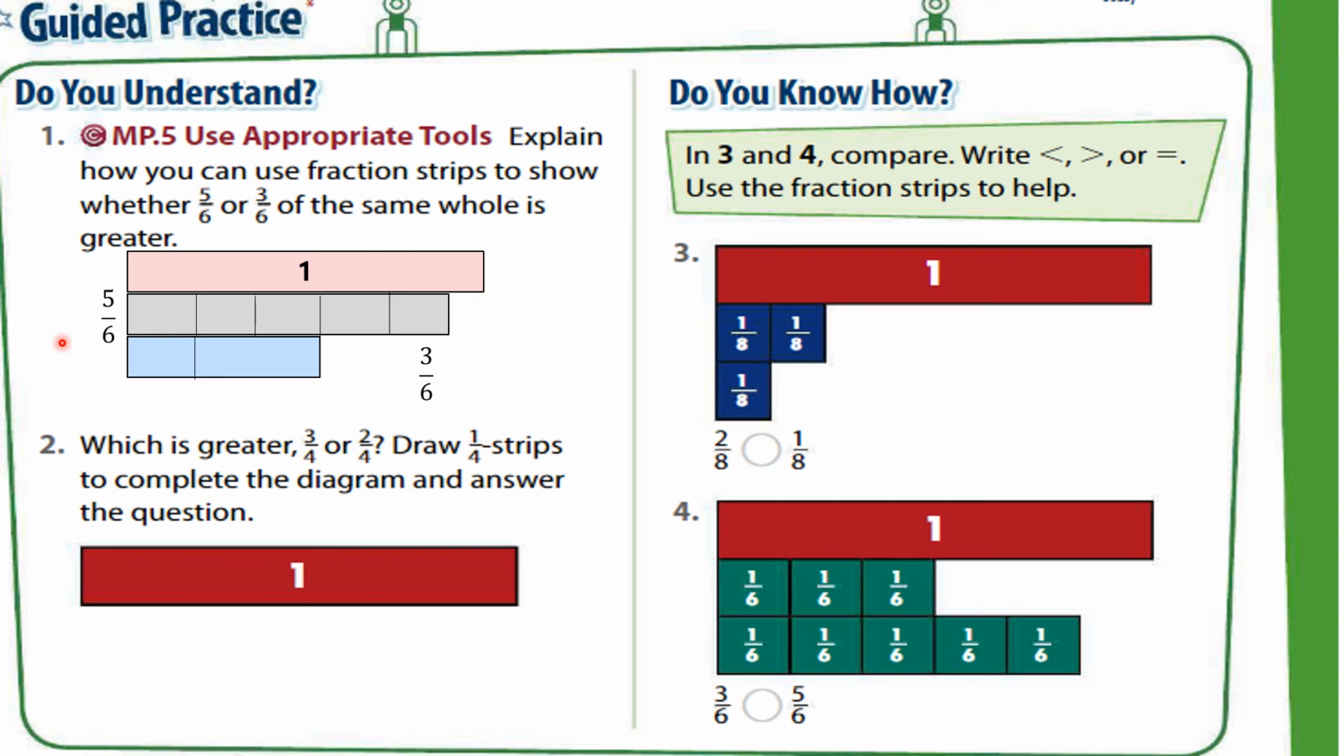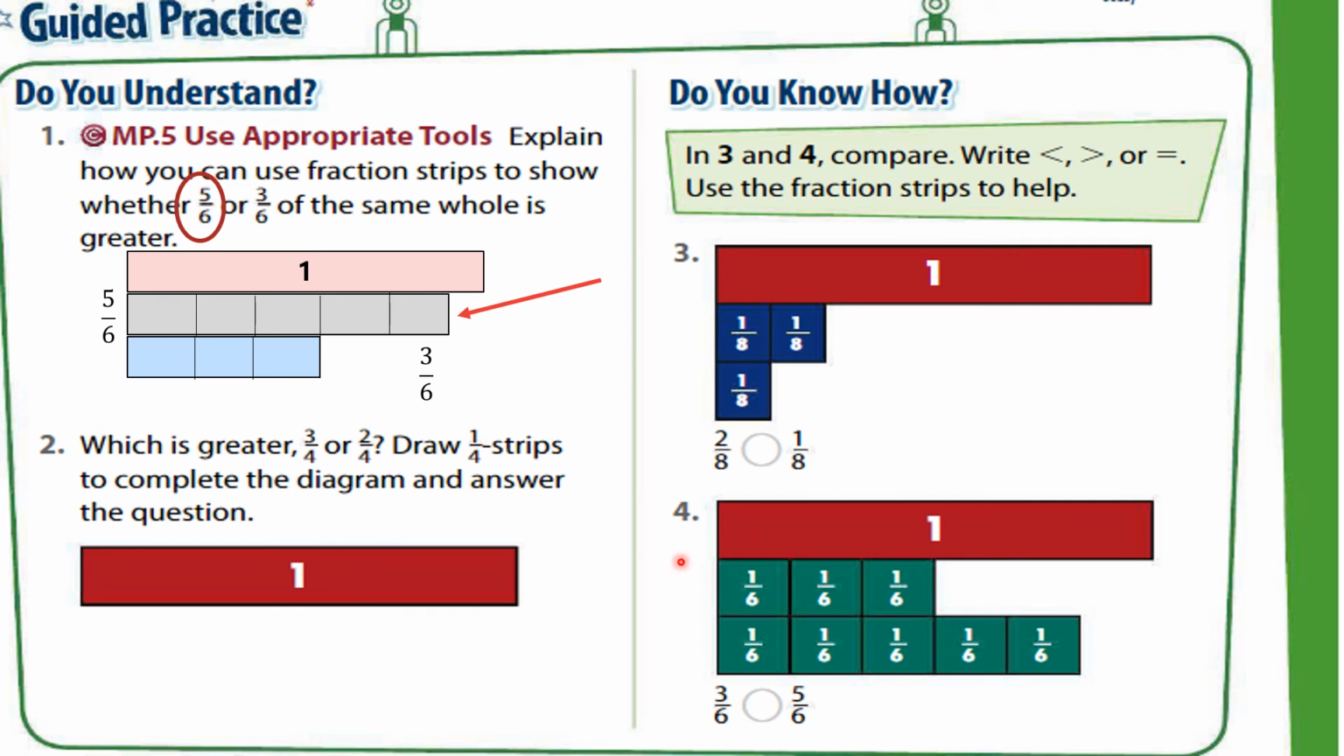Now I divided this blue into 3 equal parts to show 3/6, right? So now you can see which one is bigger. This gray strip 5/6 is bigger, or the blue strip 3/6 is bigger. Which is the bigger? Excellent. This one is bigger, as we said before, because 5 is greater than 3. So 5/6 is greater than 3/6. Very nice.